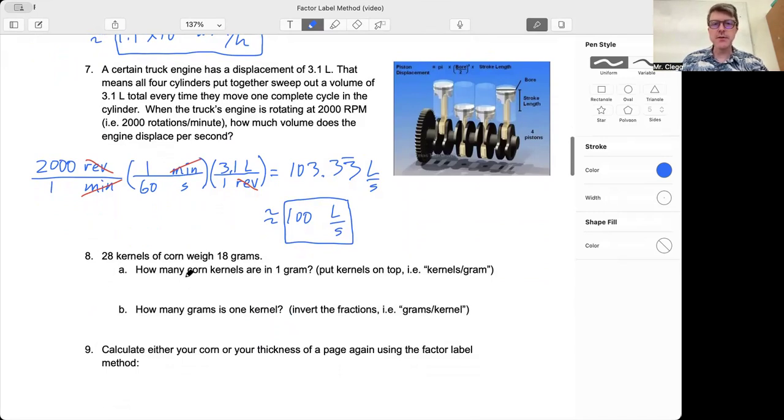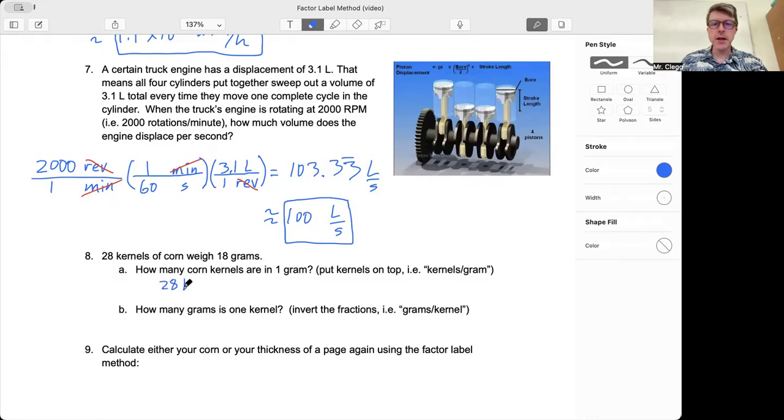Let's talk about this little thing. How many corn kernels are in 1 gram? This is just a matter of which one you put on top, right? So if you want to know how many kernels are in 1 gram, right? So you want to say 28 kernels.